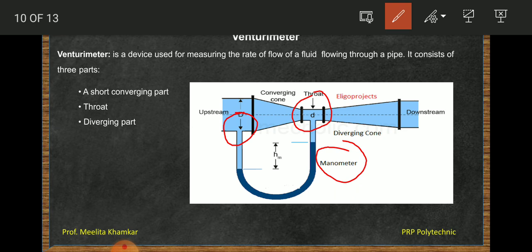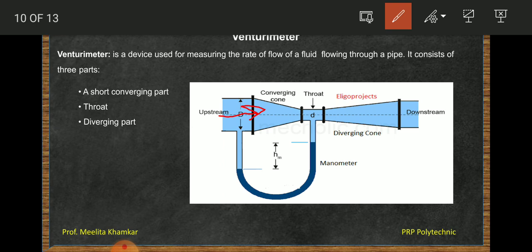The fluid flowing through the pipe enters into the Venturi meter through the convergent cone. At the convergent cone, the area is reducing. As the area is reducing, the velocity will increase and the pressure will decrease. At the throat section, the velocity will be the highest and the pressure would be the lowest. Then at the divergent cone, the area gradually increases, which causes a reduction in velocity and an increase in pressure.